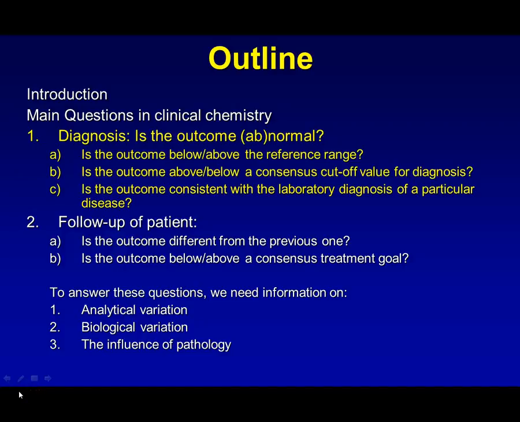After the introduction into clinical chemistry, we turn to the main questions that are asked in clinical chemistry, and the most important one is the use of clinical chemistry for the diagnosis. In other words, the question: is the outcome normal or abnormal? For this we have three options.